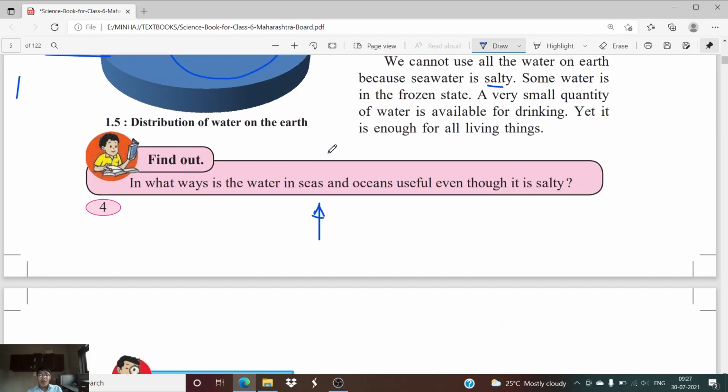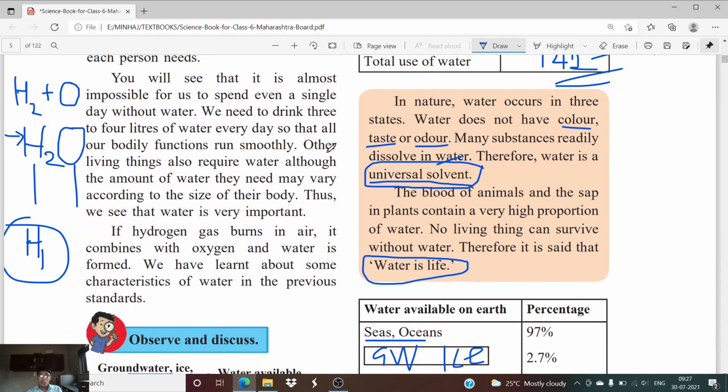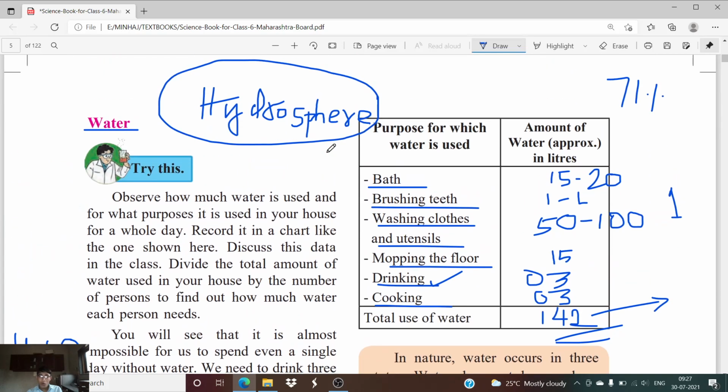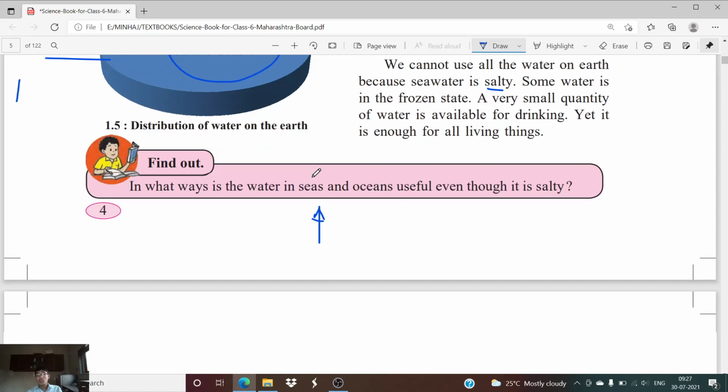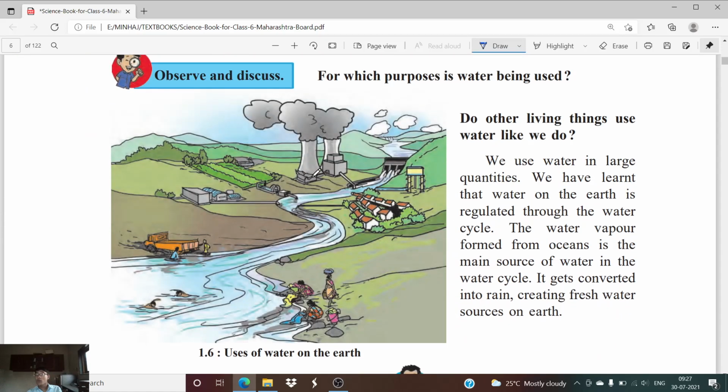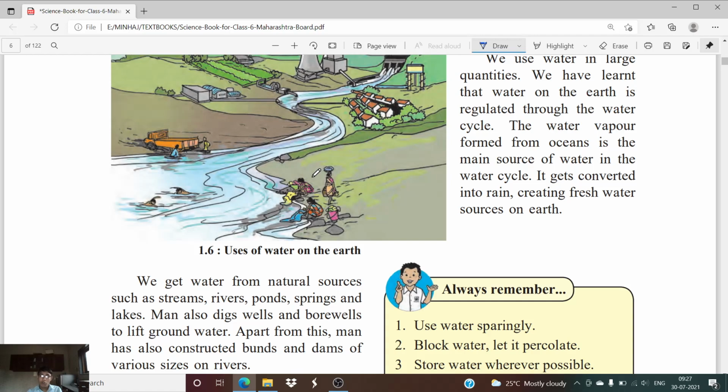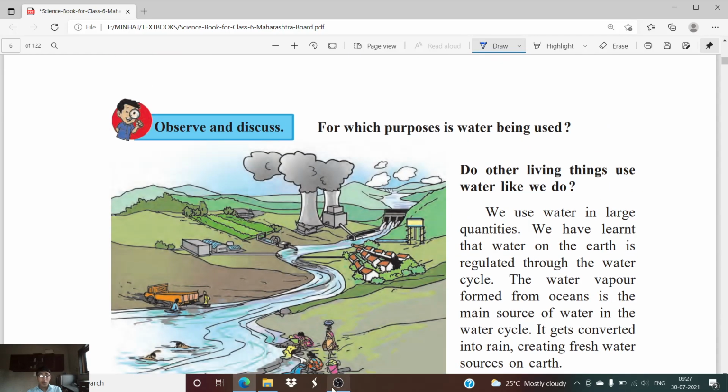Now, as we have discussed water in this particular lecture, we know what is water. We know about the percentage of water which is there on earth. Now, in the next lecture, we are going to study about water pollution, how the water is degraded, and how we can prevent the water from getting polluted. So we will see this particular point in the next lecture. So, thank you.